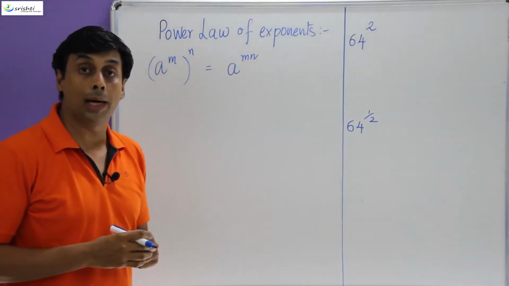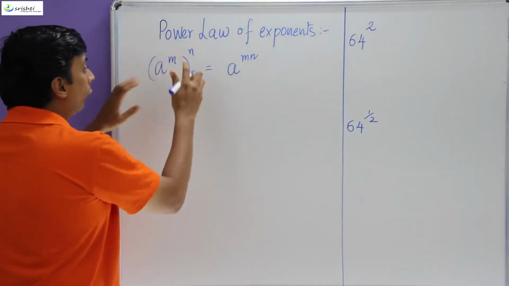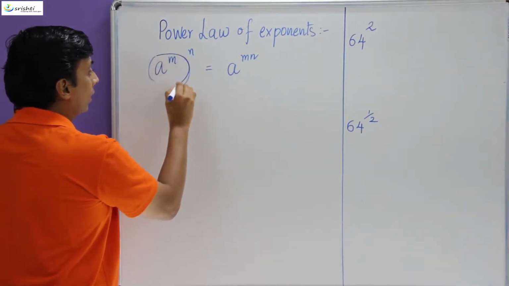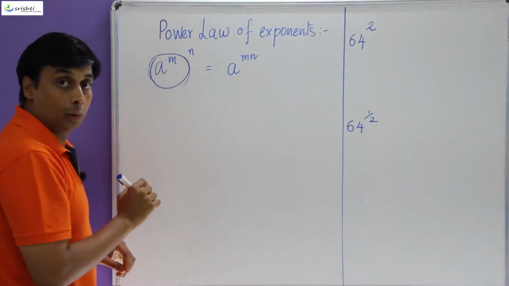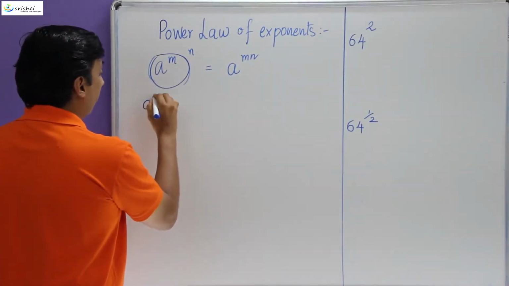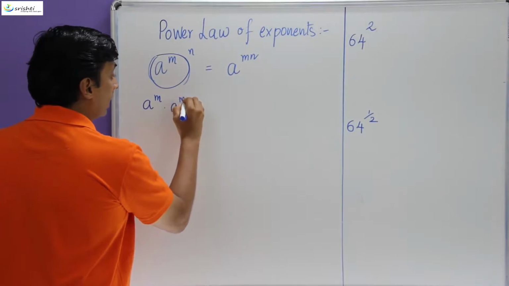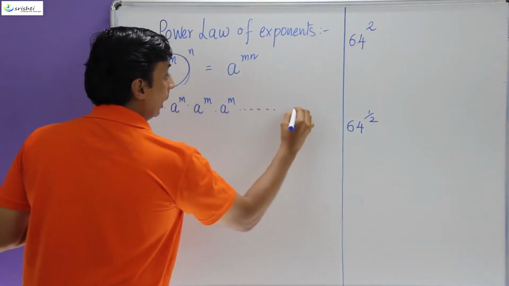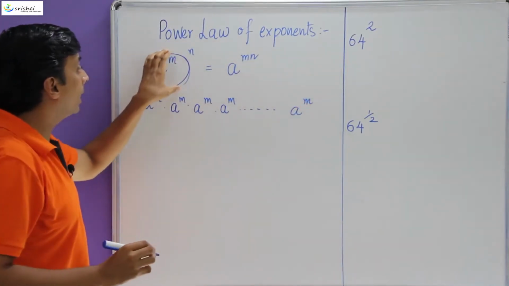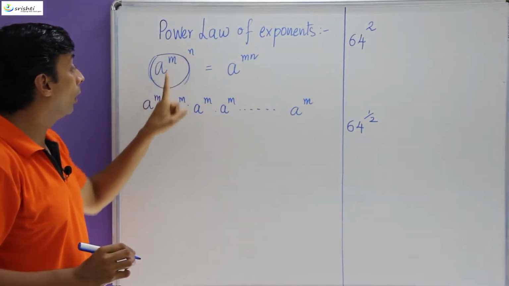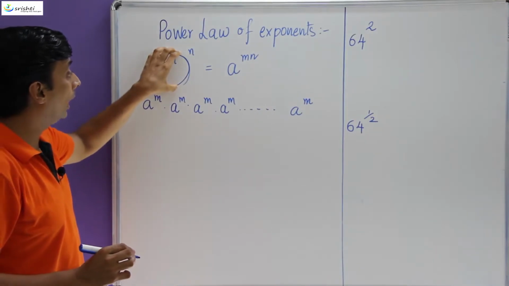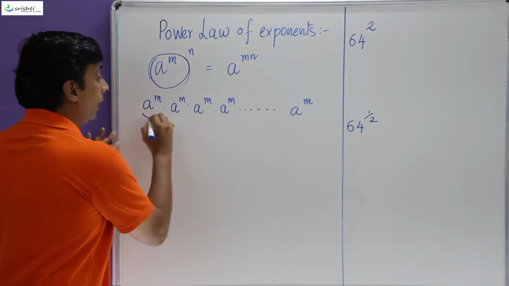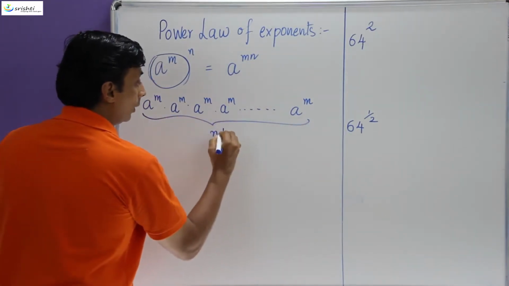Now let's understand why this is so. The meaning of (a^m)^n would mean that my base is a^m and my power is n. So what it means is a^m is multiplied with itself n number of times. That is the meaning of exponents, that the base gets multiplied by itself power number of times. So if the base is a^m and the power is n, then a^m should get multiplied with itself n number of times.